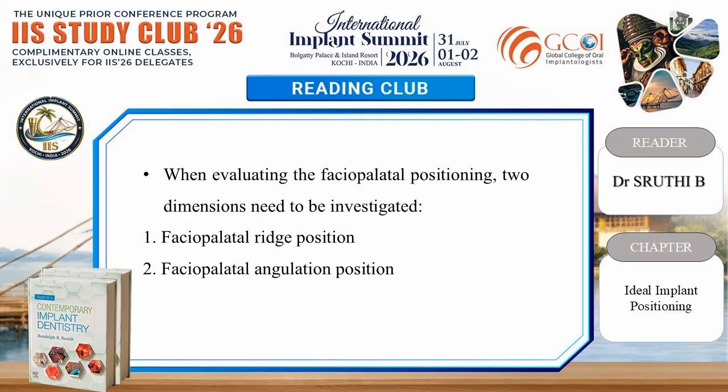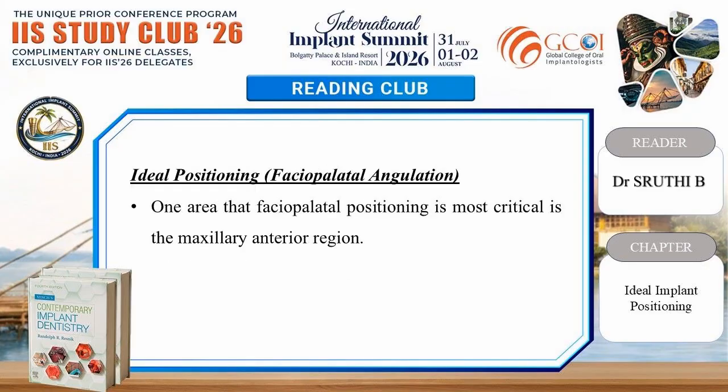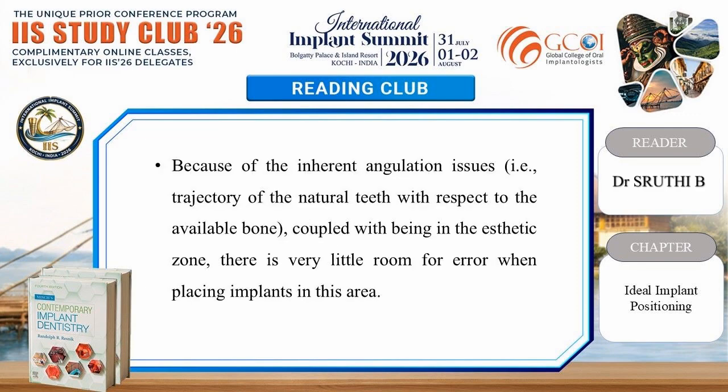When evaluating the faciopalatal positioning, two dimensions need to be investigated. First one, faciopalatal ridge position. Second, faciopalatal angulation position. Ideal positioning, faciopalatal angulation. One area that faciopalatal positioning is most critical is the maxillary anterior region because of the inherent angulation issues, that is, trajectory of the natural teeth with respect to the available bone. Coupled with being in the aesthetic zone, there is very little room for error when placing implants in this area.